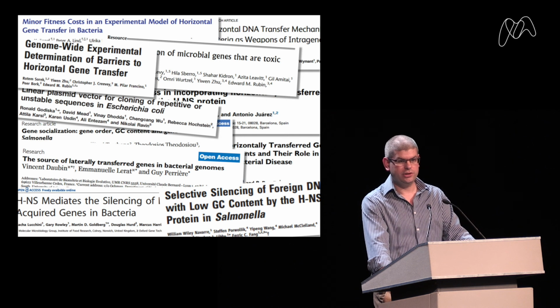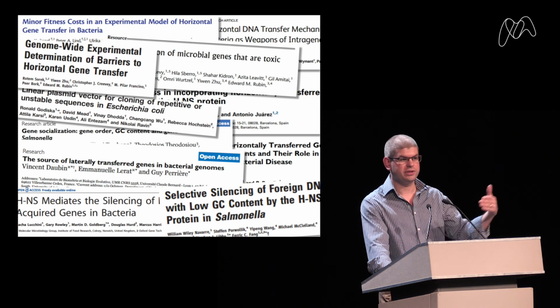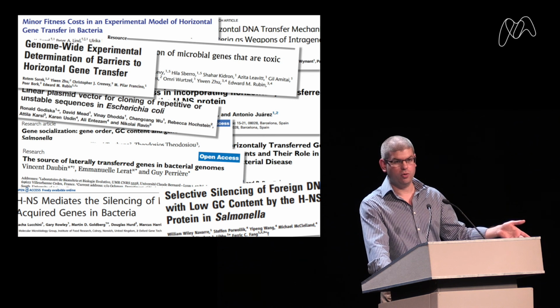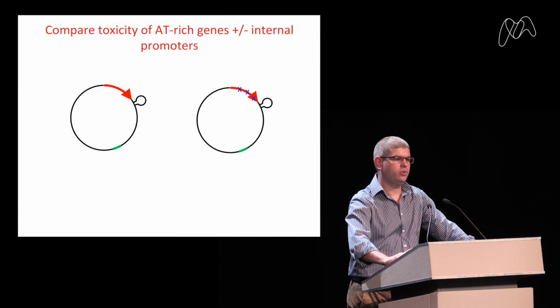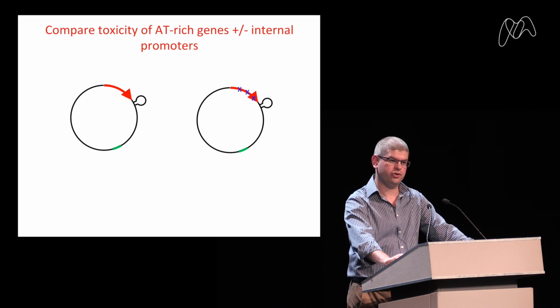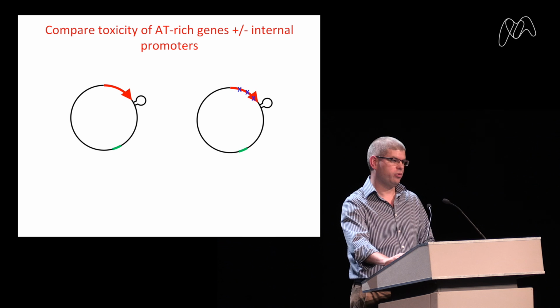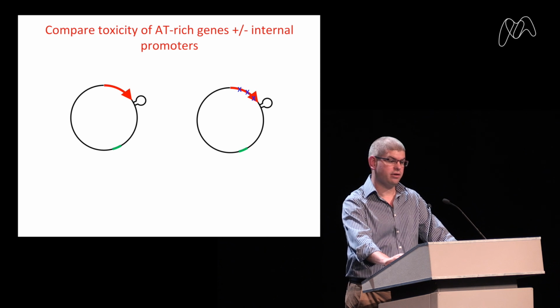So I'm going to show you two more sets of data. I'm going to show you some data where we've taken some of these AT-rich genes, we've looked at their effect on cell fitness, and then we've looked to see if that effect is negated when we mutate these internal promoters. And then I'm going to show you one experiment where we've looked at the downstream consequences of spurious transcription for the cell. So we should be able to test whether or not the toxicity of some of these AT-rich genes is due to this spurious transcription by getting rid of these internal promoters. And you already saw earlier on in the talk that we can get rid of these internal promoters quite convincingly.